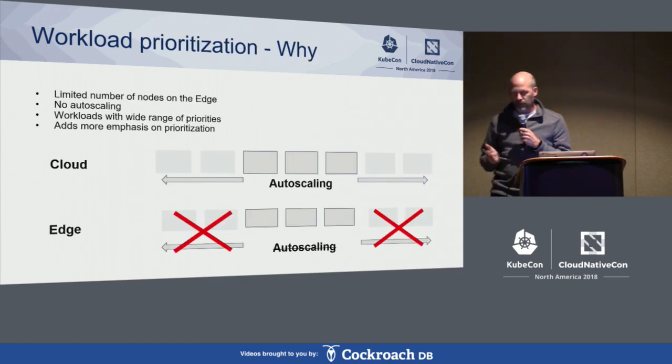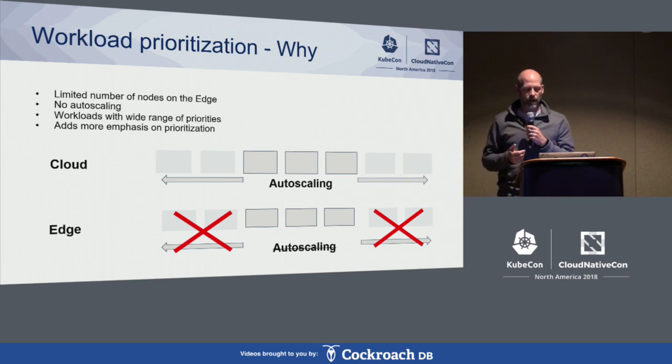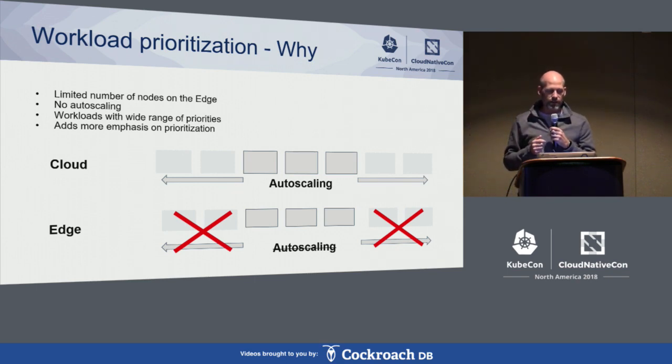Edge environments are more likely to be incapable of scaling out. If you have a Kubernetes cluster on the cloud and that cluster becomes overloaded, you can often find a way to provision more nodes and add them to the cluster. Whereas in edge environments, you often have what you deploy at the beginning, and there's no real way to add additional compute. And when that is the case, prioritization becomes more important.